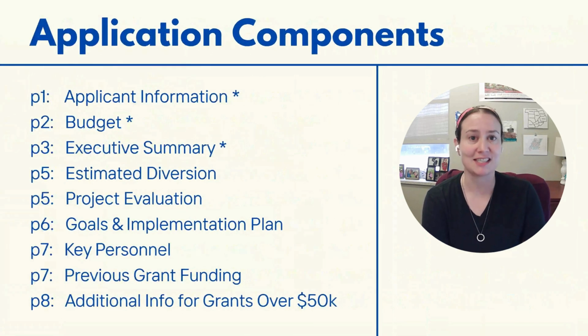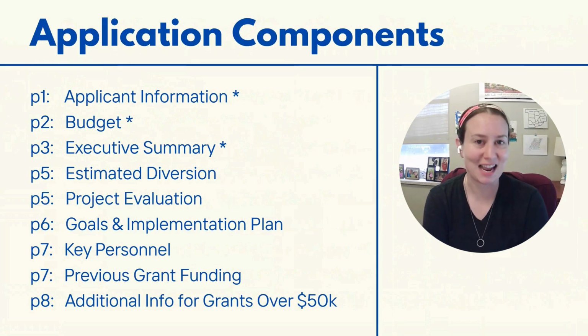So the application itself has 8 pages and really only 7 if your project is under $50,000. More of the work comes in later on with some of the attachments that we ask you to have, but the application itself is not extremely detailed. We really want you to be concise and to deliver the information necessary for our scorers to be able to evaluate whether it's a project that we will fund.